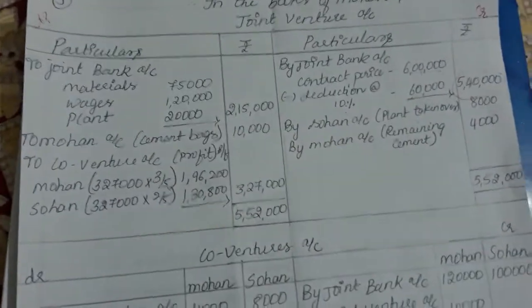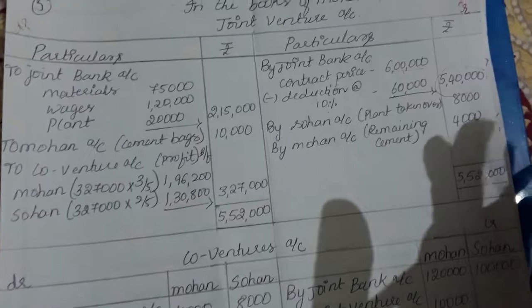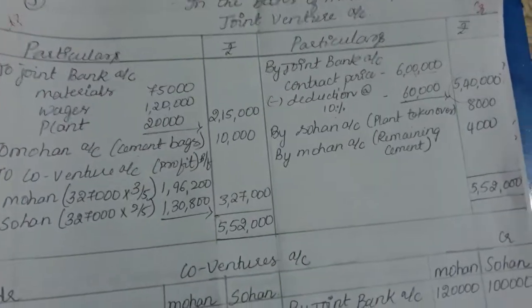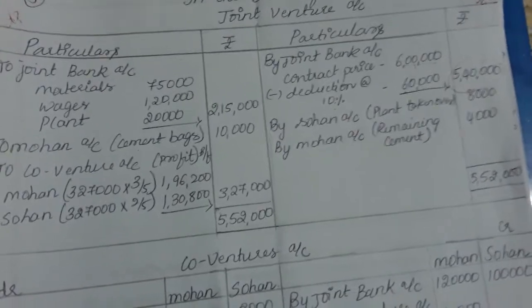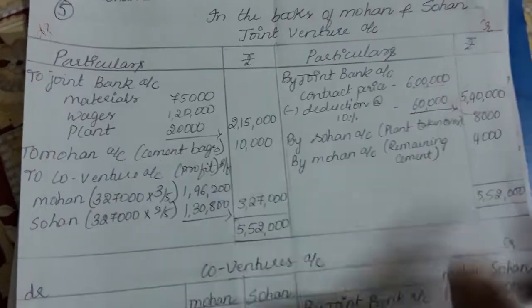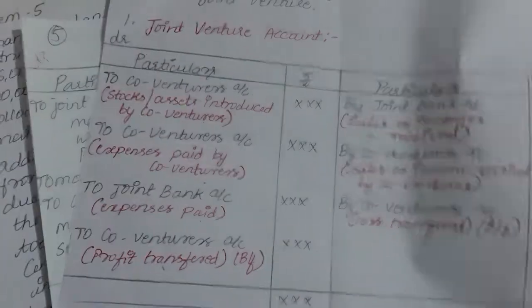So we are supposed to enter. So for the purpose of joint venture, this Mohan has given 10,000 worth of cement from his own pocket. Money not from the joint bank, from his own pocket he is giving. So we are supposed to enter, right, that to Mohan's account. So it has been entered.